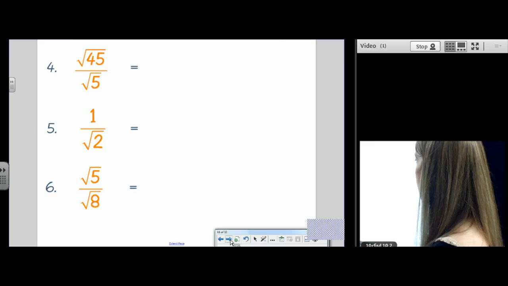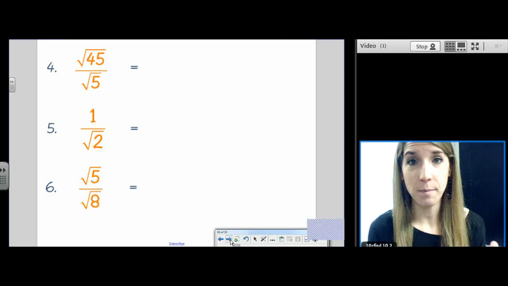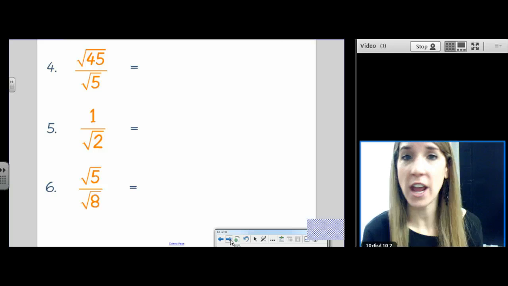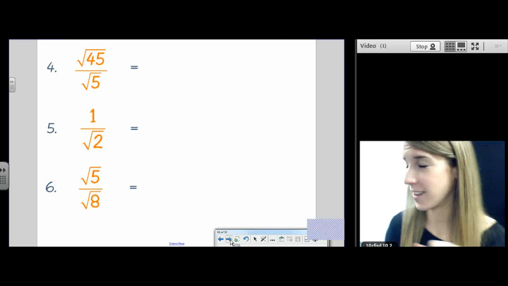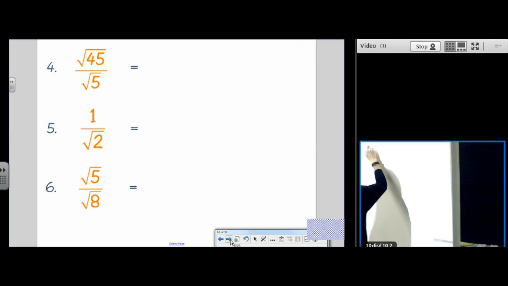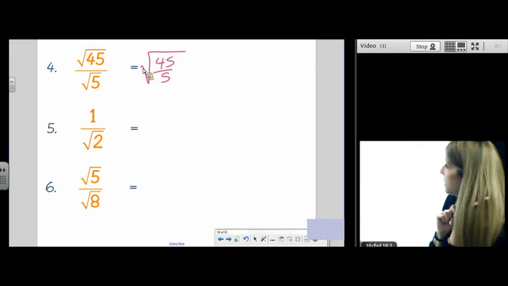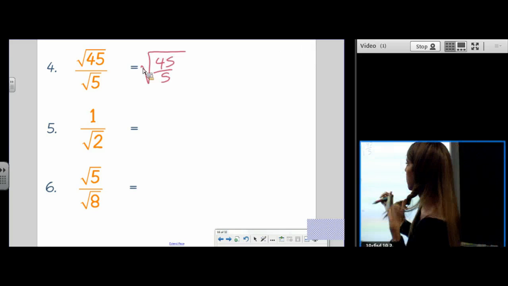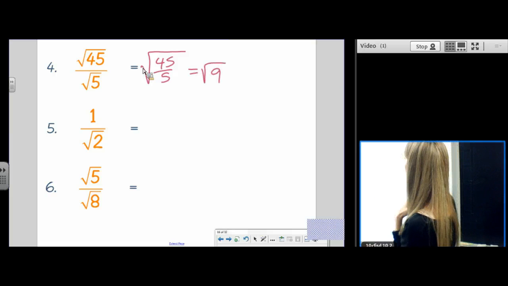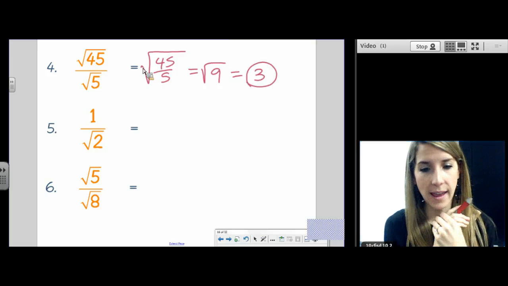Now, remember, you're allowed to divide a number in the radical by a number in the radical. You're allowed to divide radicands. As long as they're both in jail, they're allowed to be divided, okay? So, on number 4, the first thing I would do is combine these. I would write it like this. That's totally allowed to divide them. And what is 45 divided by 5? 9, and then that's a perfect square. So the answer to number 4 is 3, plain old 3.